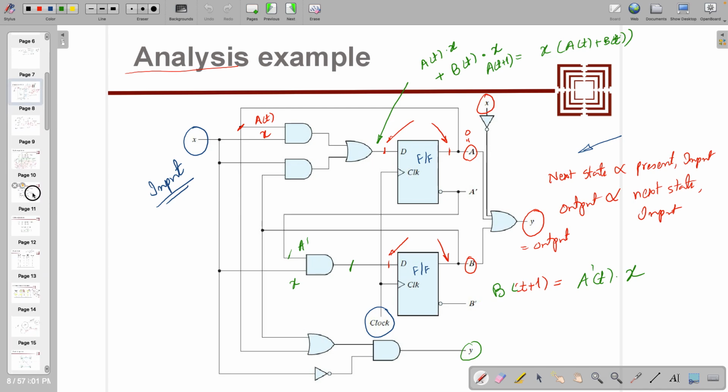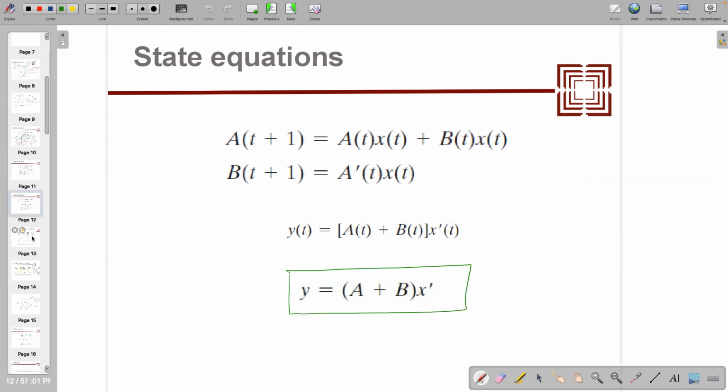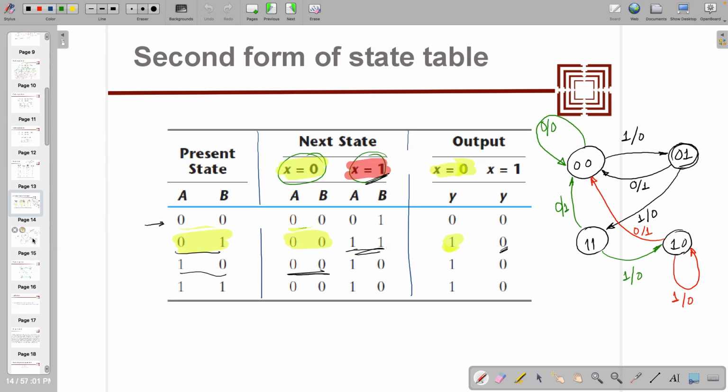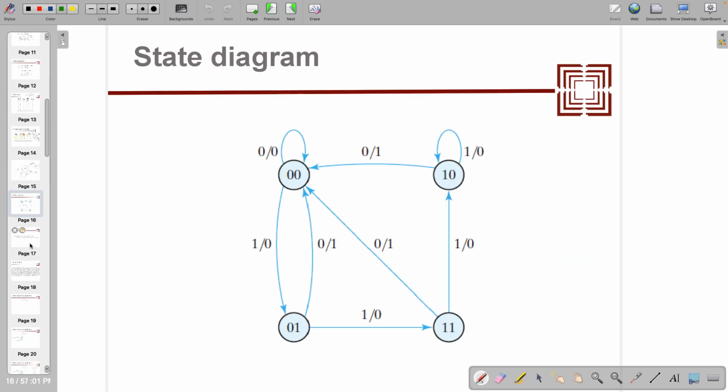Right now we do not know what this circuit is doing, but maybe in future we'll know that. Okay, this is just for understanding. Okay, so this is the same thing.